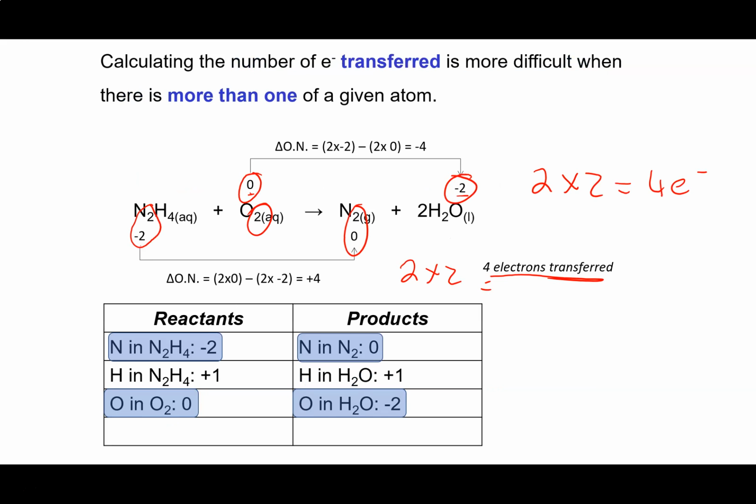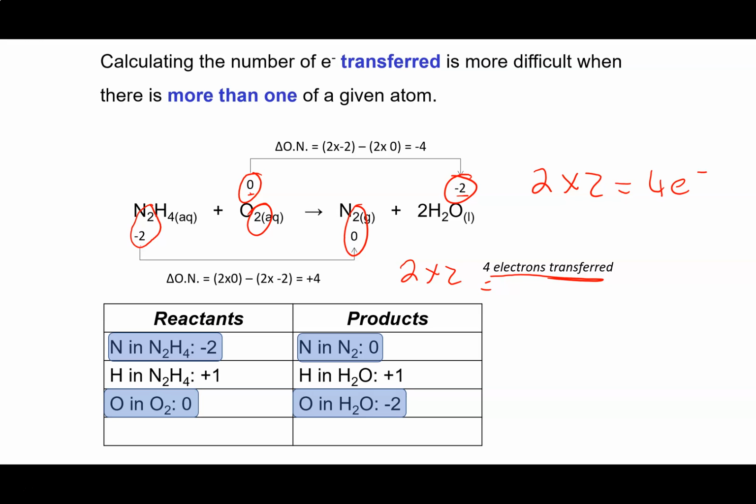All right, so identifying oxidizing agent, identifying reducing agent, identifying what is being oxidized, identifying what is being reduced. It's all based on oxidation number. Also, identifying how many electrons are being transferred can all be achieved by knowing how to assign and use oxidation numbers. So that's the beginning part of the chapter.